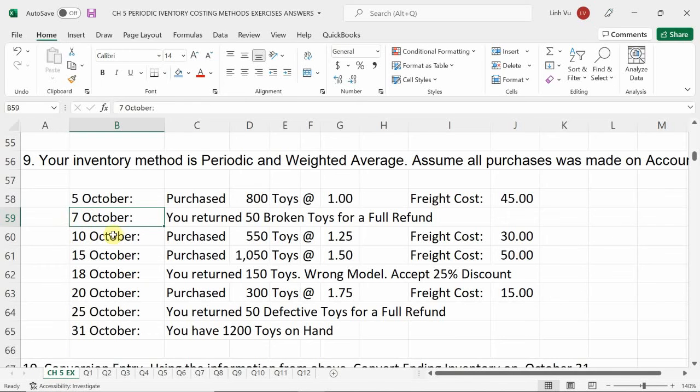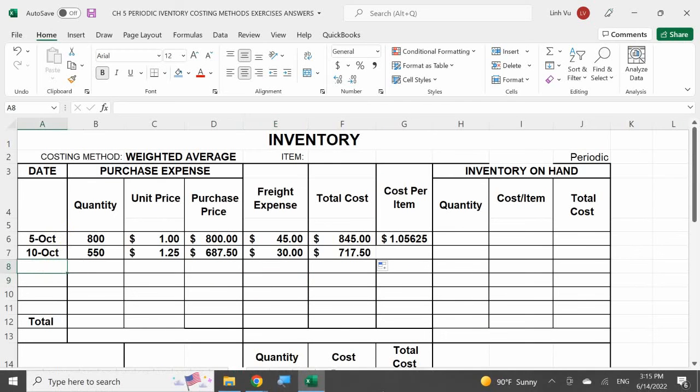And then it looks like we end up making another purchase on the 15th. So that means the batch that you purchased on the 10th, nothing was wrong with that batch of inventory. So that means we can carry that into my goods available. But in this case, we also have to record that we end up purchasing an additional 1,050 toys at $1.50 with a freight of $50. On October 15.